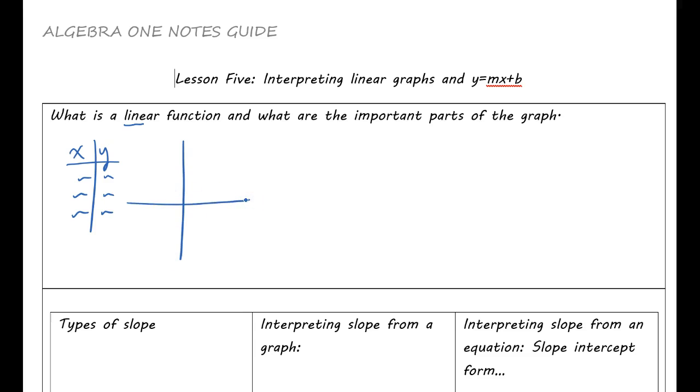Okay, and maybe the line is going up this way. Maybe the line has points that are actually going down instead. And then there's also lines that can go completely horizontal or completely vertical. That's also a possibility.